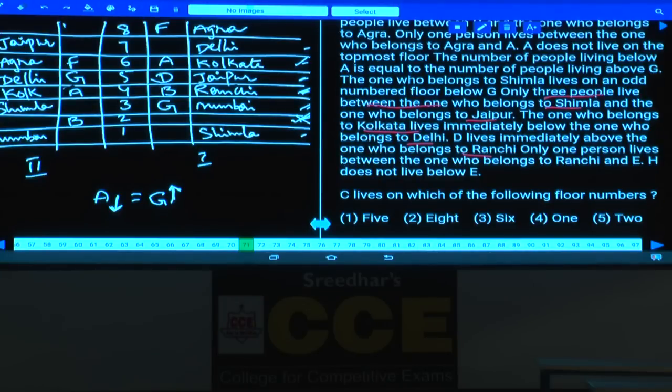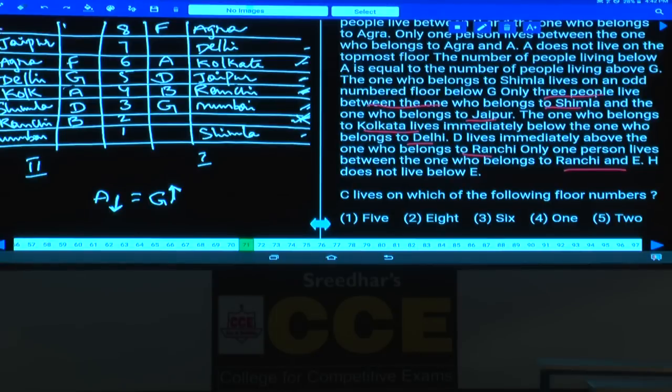Then coming to this one, now the person belongs to Ranchi cannot be on the 8th floor because D must be above this one. Now in this case, the person belongs to Ranchi must be on the 2nd floor, and this D will be on the 3rd floor. Only one person lives between the one who belongs to Ranchi and E. Between Ranchi and E, there must be exactly one person.